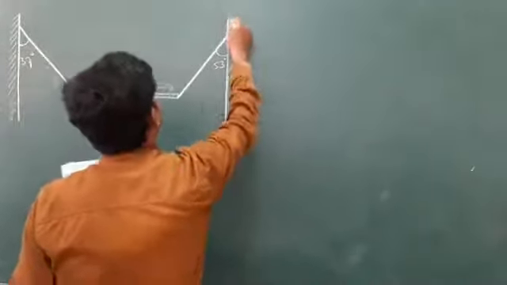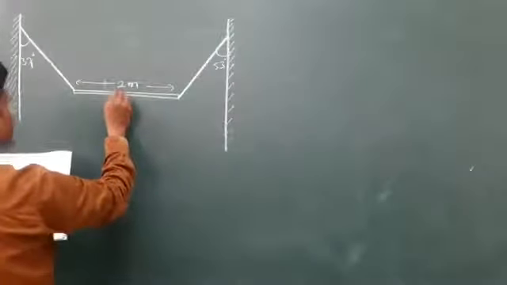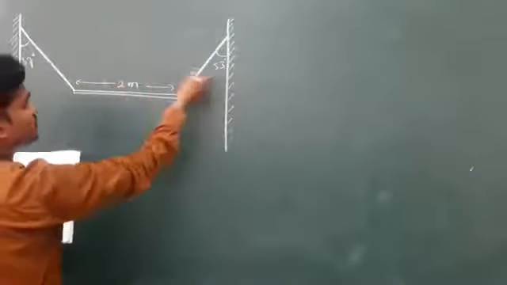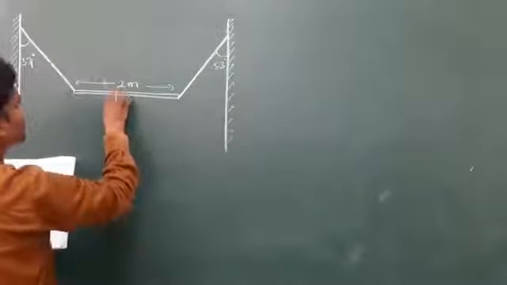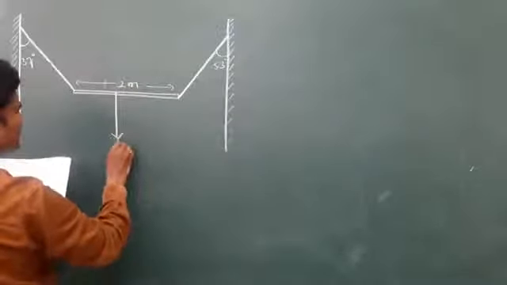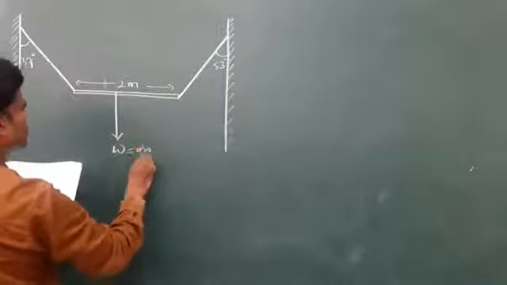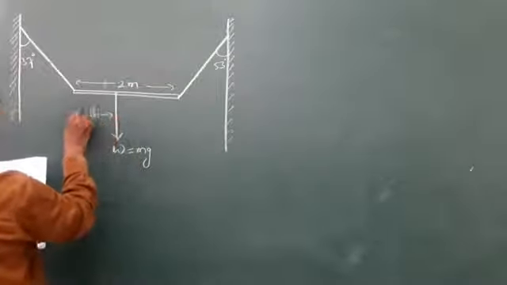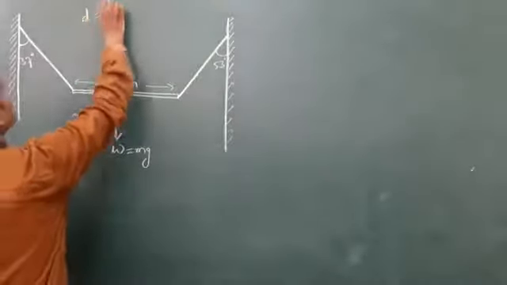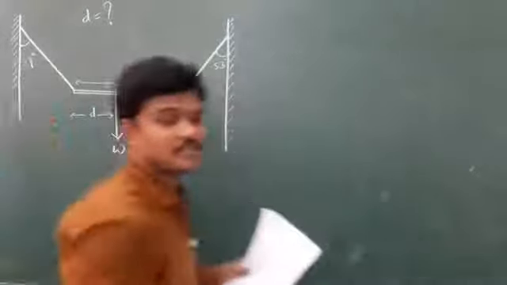Now the target is to find the distance D. The weight is acting from somewhere because of the different angles. So this is the weight, and the target is to find out D.